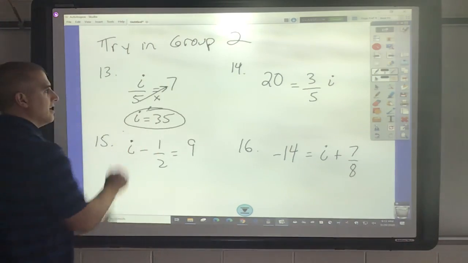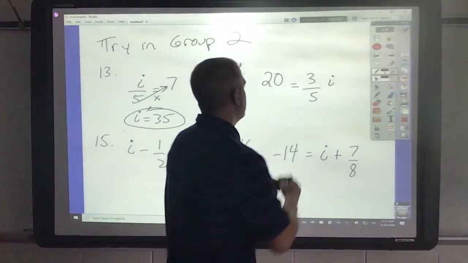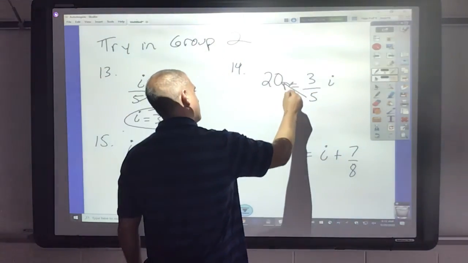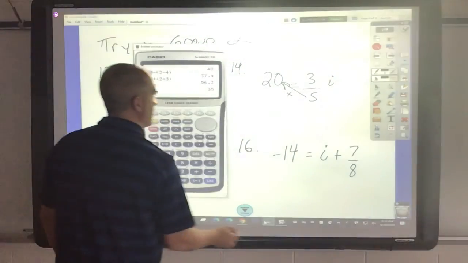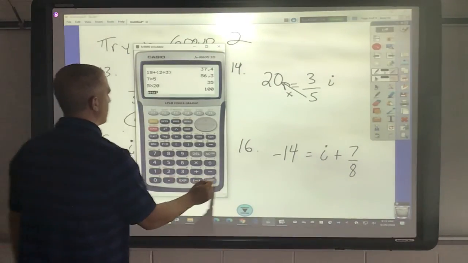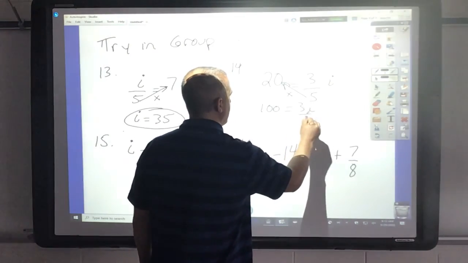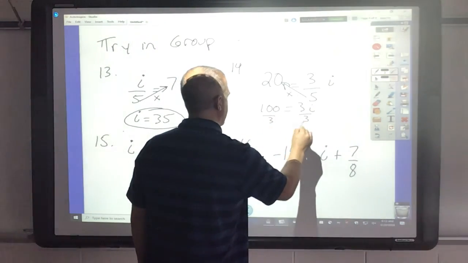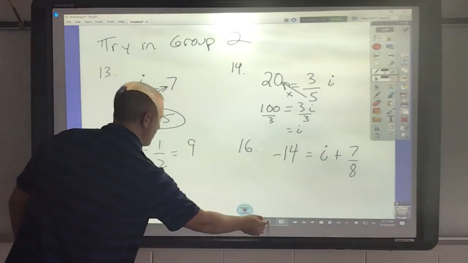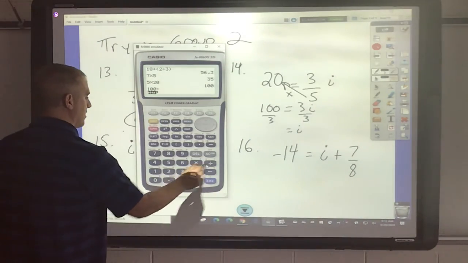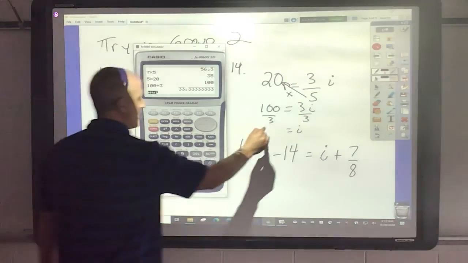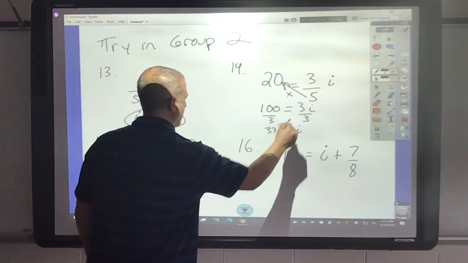Very easy. Okay, this is also attached. So I'm going to cross multiply that like that. That would be 5 times 20, which would be 100. I still have this 3 here, so I divide that by 3. So 100 divided by 3 is 33.3 repeating. So I put a little bar over there.